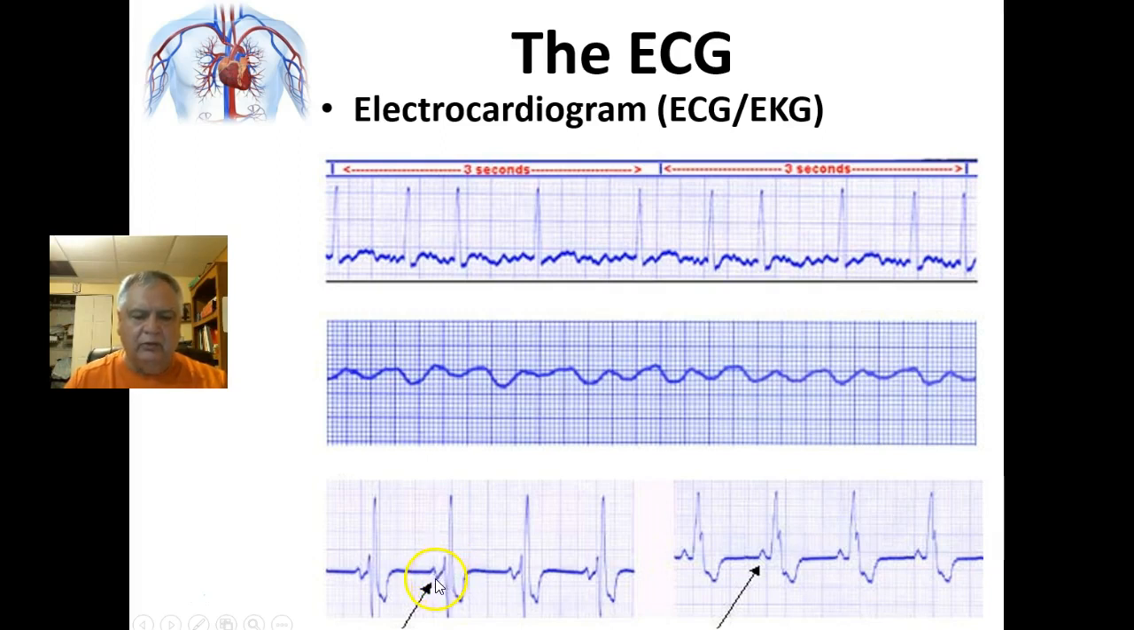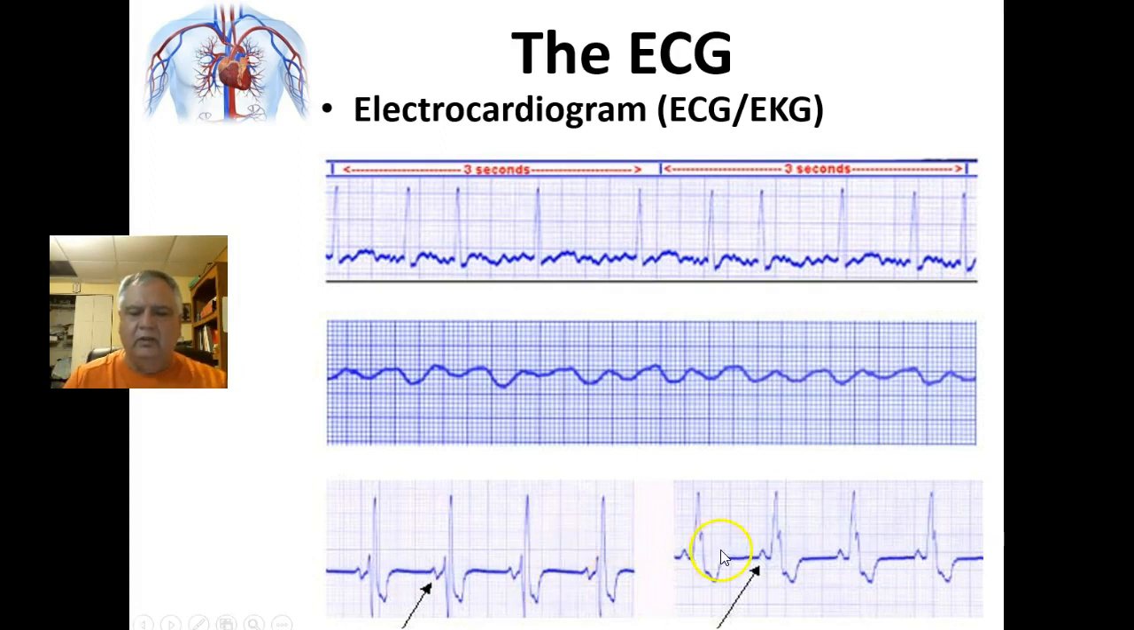Now in this one over here, we can see the QRS complex kind of has a W shape to it. When the QRS complex has twin peaks and it kind of looks like a W, that indicates a right bundle branch block. So the blockage is in the right bundle branch.